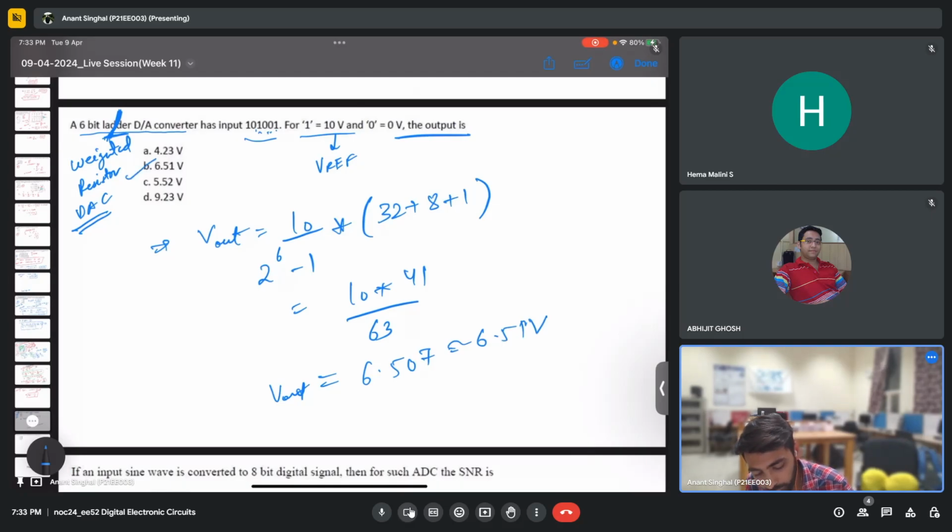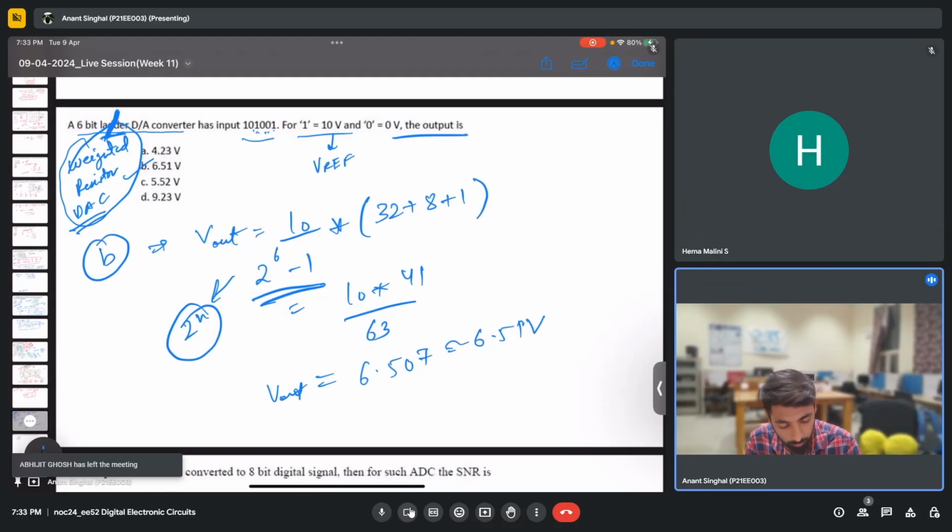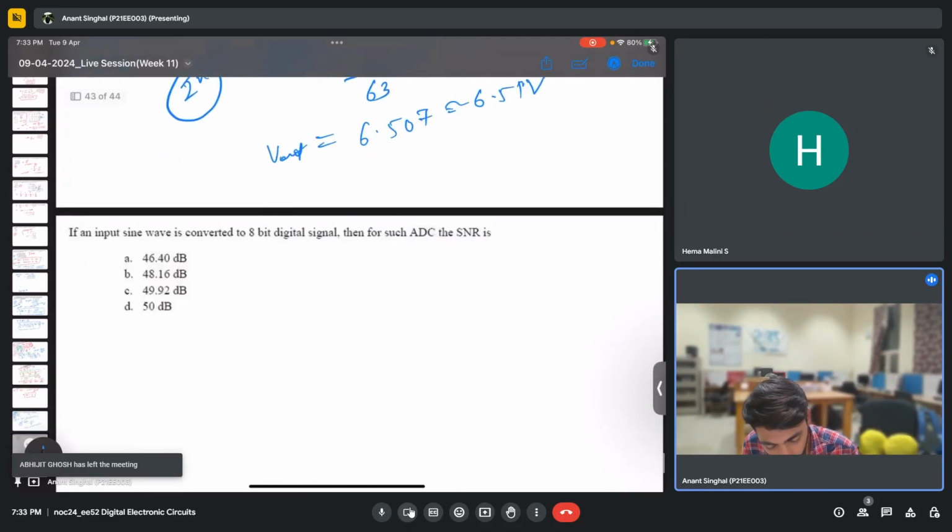That is option B. Again, the correction was it was a weighted resistor type, not a ladder network. For a ladder network, this would have changed to 2 raised to the power n instead of 2 raised to the power n minus 1. So I hope this is clear. We can quickly move forward now.